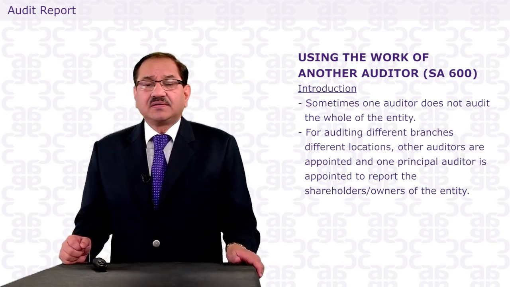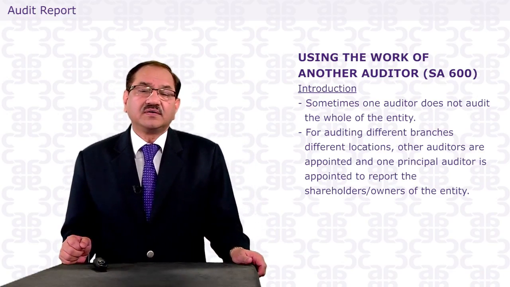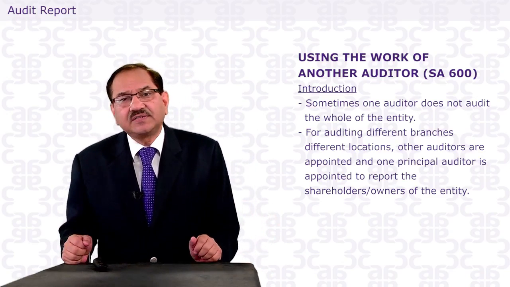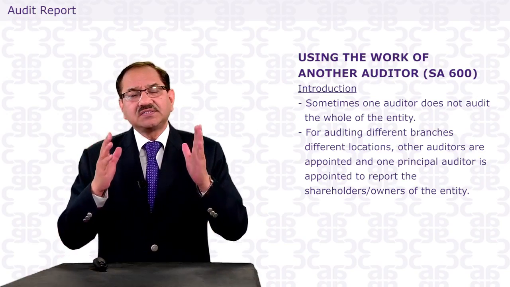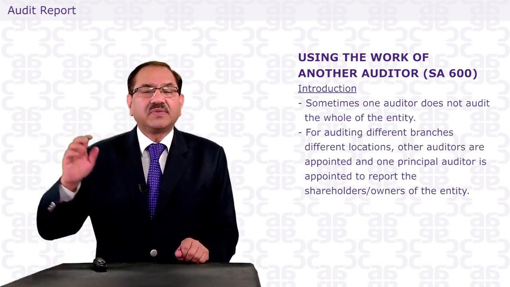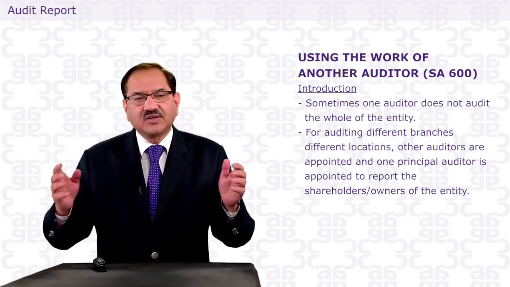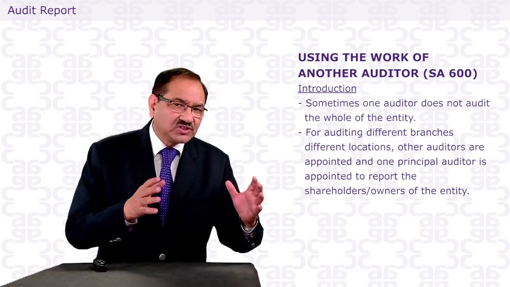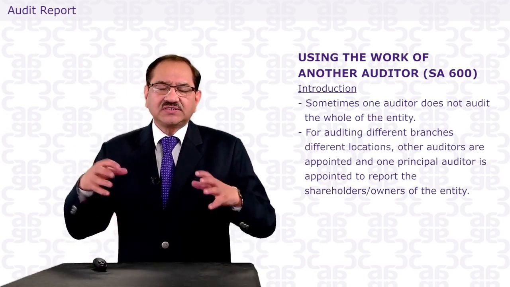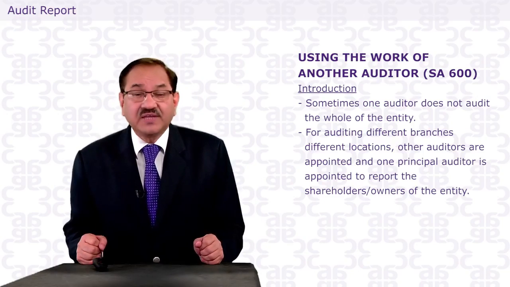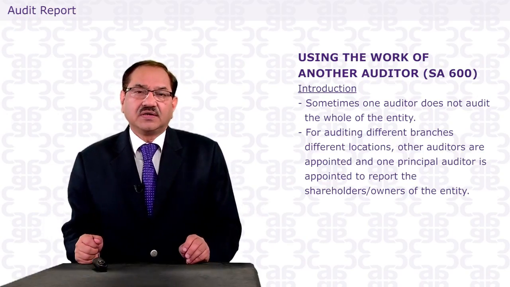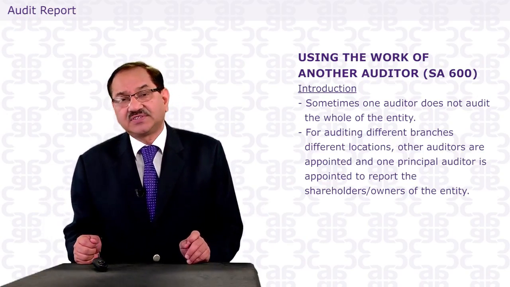Take an example that you are the auditors of Steel Authority of India Limited. There is one central auditor there, and they have 5 branch auditors for the different locations. Those 5 branch auditors report to the central auditor. The central auditor uses the reports of those 5 branch auditors, consolidates them, and then gives his final opinion under SA 700, 705 and 706.